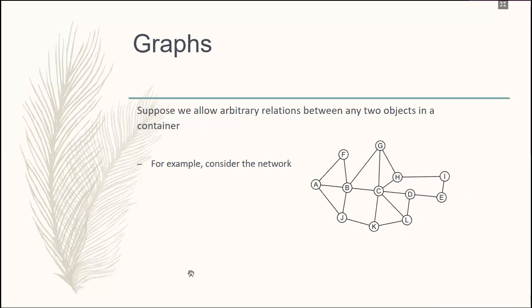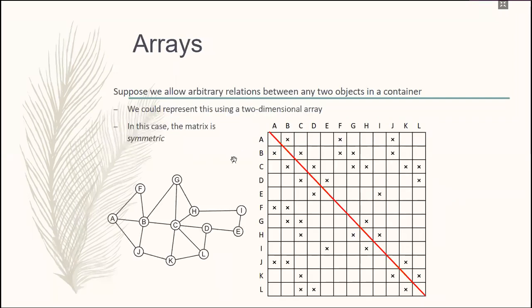Arrays are not that efficient for these relationships. We can also try to implement it with an array, and as you can see, this network is implemented here using an array. This is the array representation, and this is the graph representation. We could represent this using a two-dimensional array. This matrix has to be symmetric. You see A, B, C, D, E, F, G, H, I, J, K, L, and at the same time, in the columns, we have A, B, C, D, E, F, G, H, I, J, K, L. Let me explain what this matrix means.